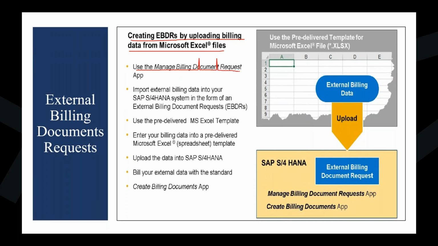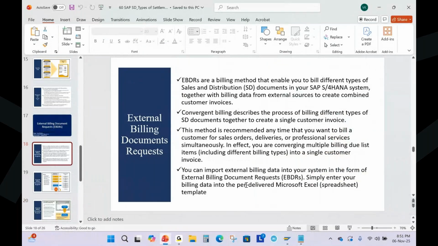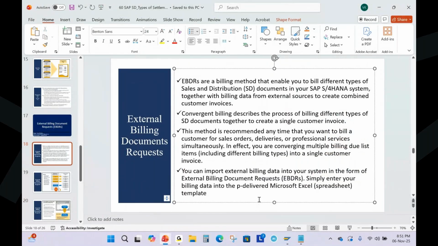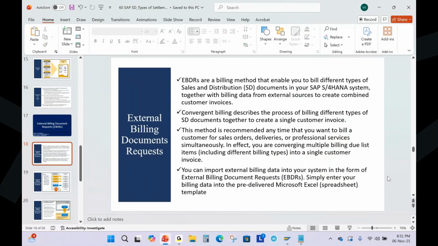Use the Manage Billing Document Request app. There is a tile, Manage Billing Document Request tile. You use this tile to download the Excel file, fill in the data, and then upload it again into the system. Import external billing data into your SAP S/4HANA system in the form of an external billing document request. Use the pre-delivered MS Excel template. You have to use the pre-delivered MS Excel file.